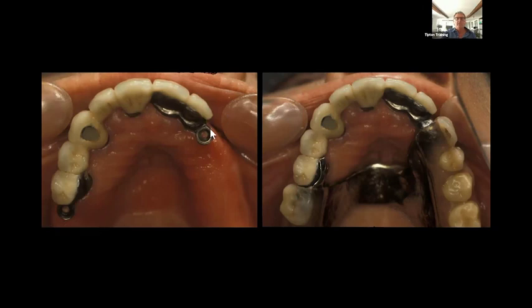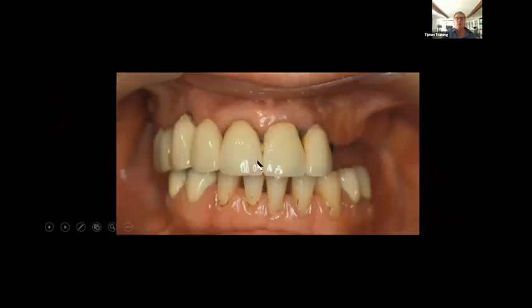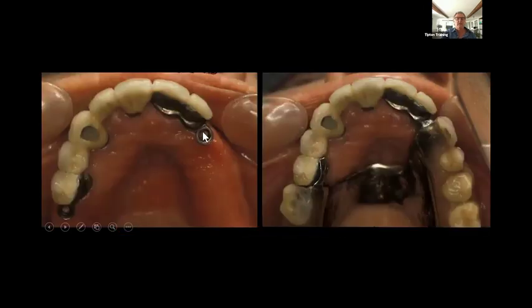Straight away, you can see that we've got problems with long connectors. We've got periodontal problems potentially affecting these teeth. And here's our classic Seeker, and there's our other classic Seeker.